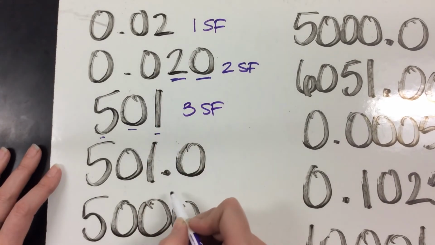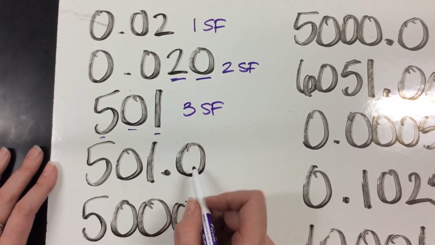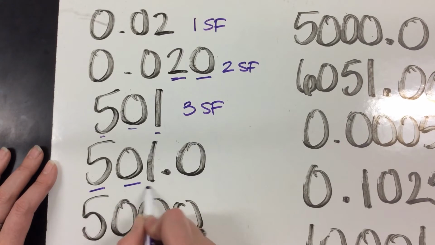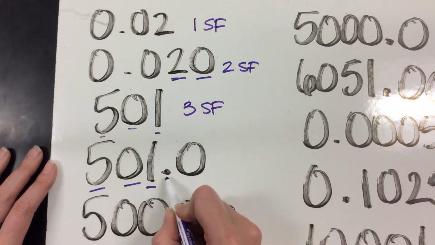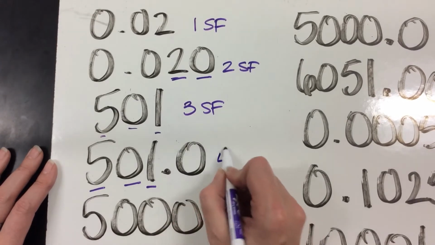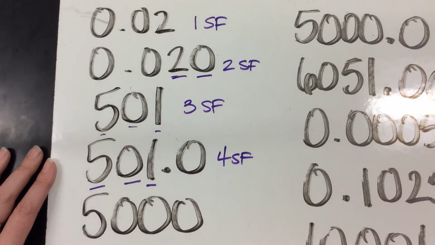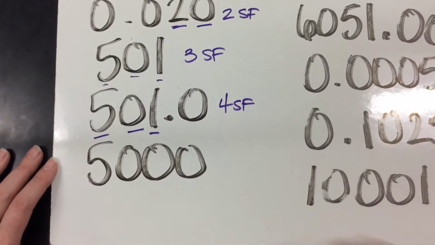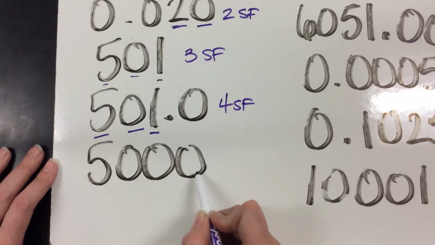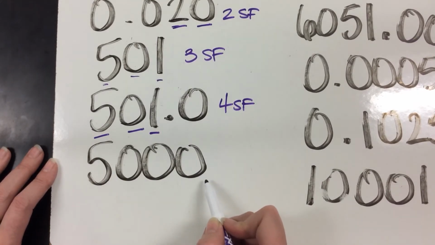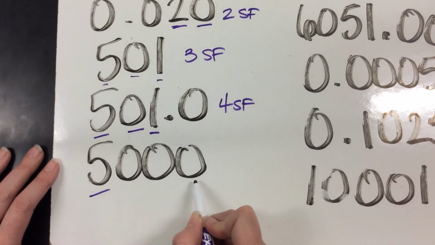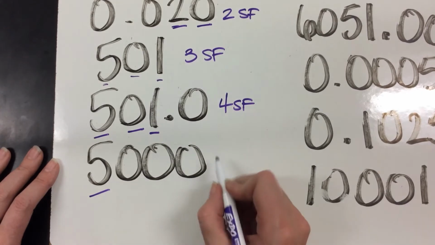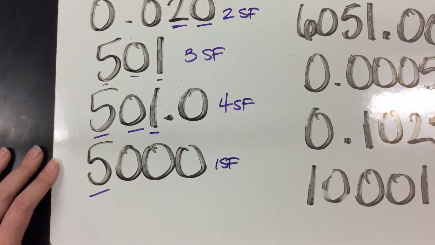Now underneath that we've got the same number, but it's 0.0. So we already know that we count the 5, the 0, the 1. The 0 at the end of the number counts because we have a decimal place present. That one has 4 sig figs. Now this next one, we have 5,000. There's no decimal place written. So because we don't have a decimal place written, all that I do is count that 5. Zeros at the end of a number don't count if there's no decimal place. So there's just 1 sig fig there.